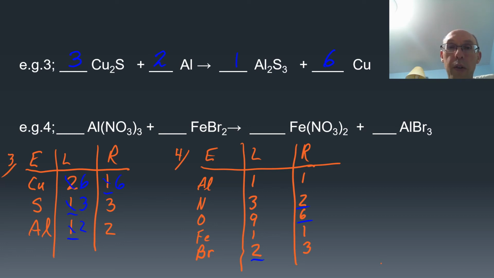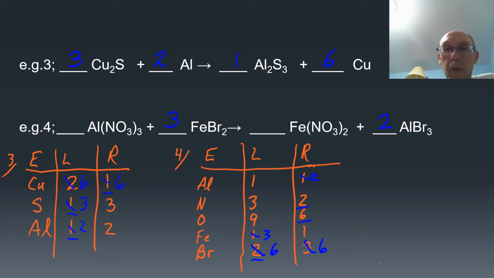And so one of the things I can do is I can say, well, if I put a 3 in front of the FeBr2 and a 2 in front of the AlBr3, what that's going to do is it's going to give me 6 bromine on both sides. That was easier than I was hoping. Let's see what happens. Now the iron on the left is now 3, and the aluminum on the right is now 2.